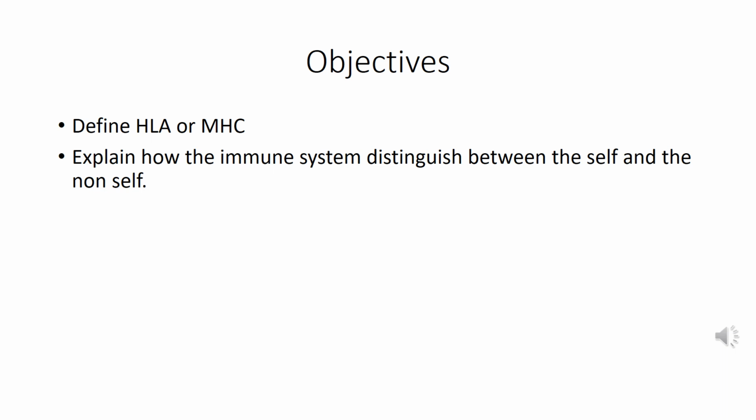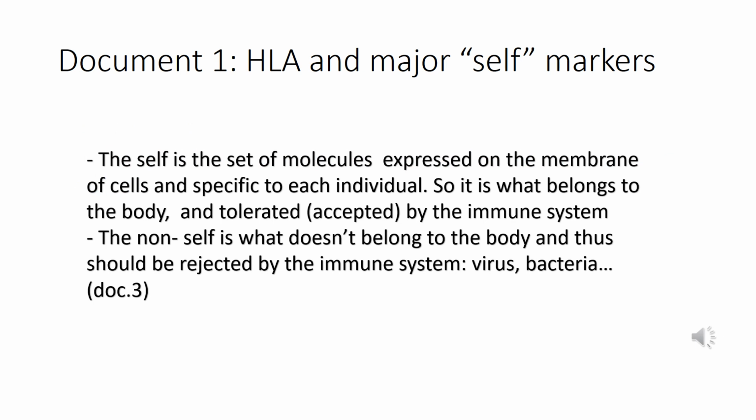What are the objectives of our document? The first one is to define HLA or MHC, and the second one is to explain how the immune system distinguishes between the self and the non-self. Document 1, HLA and major self markers.